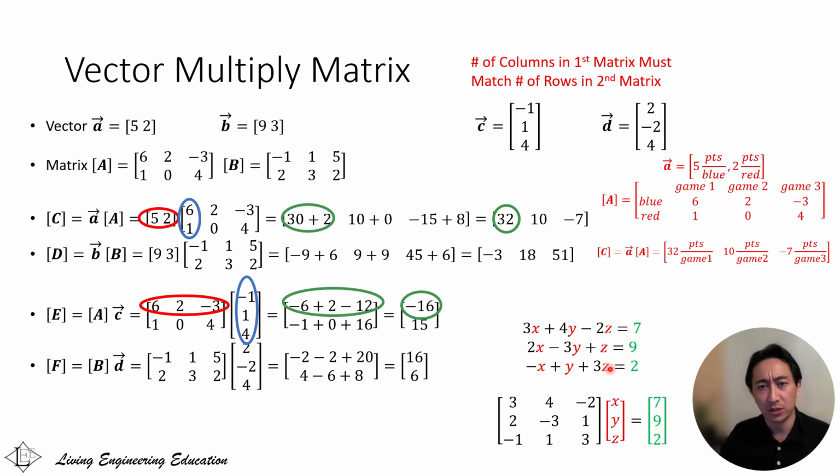So you can see how it makes it very compact. And in a future video, we'll talk about inverting a matrix, and that's the way that we get computers to solve these types of problems for us. So next, let's take a look at a matrix multiplied by another matrix. It's very similar to what we looked at here with a vector multiplying a matrix, except both of them will have multiple rows and columns.